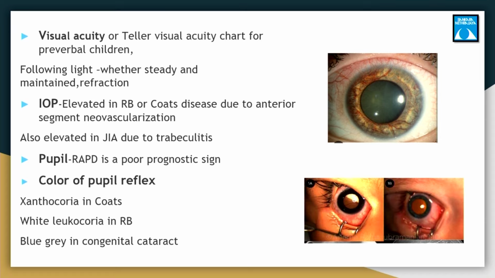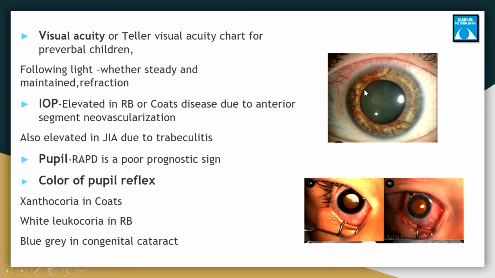Mainly we have to look for whether the child is able to follow the light, whether it is steady and maintained, and the refraction of the child, especially important in ROP. In pre-verbal children, we can also use the Teller visual acuity chart. The intraocular pressure is elevated in retinoblastoma or Coats disease due to neovascularization. In conditions like JIA, it might be elevated due to trabeculitis. The pupil having an RAPD is a poor prognostic sign.